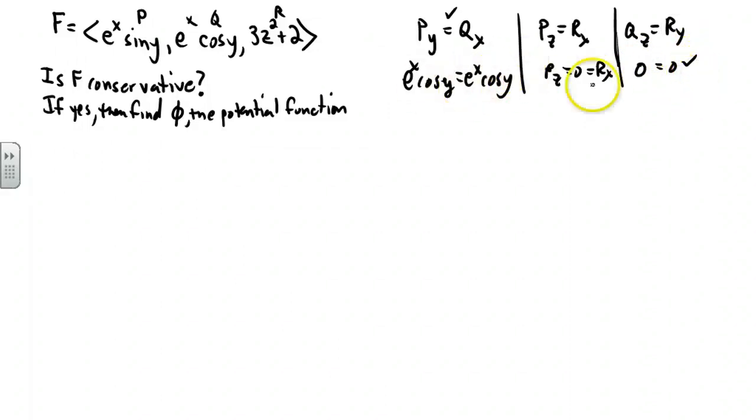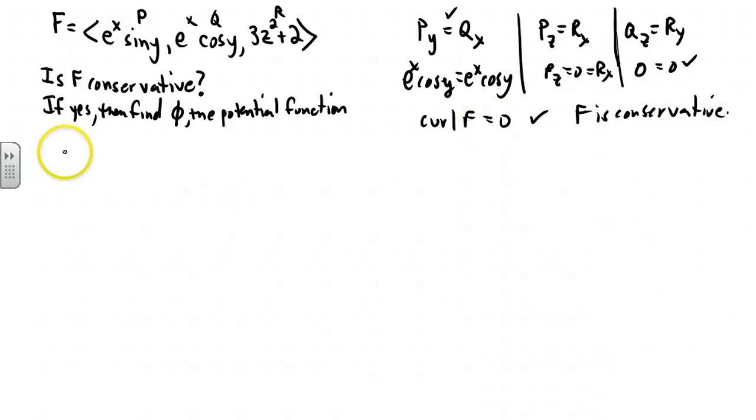So officially what we did was find the curl of that vector field and show that it was the 0 vector. And so it's conservative. There is a potential function out there, and now we have to go find it. And here's how that works.